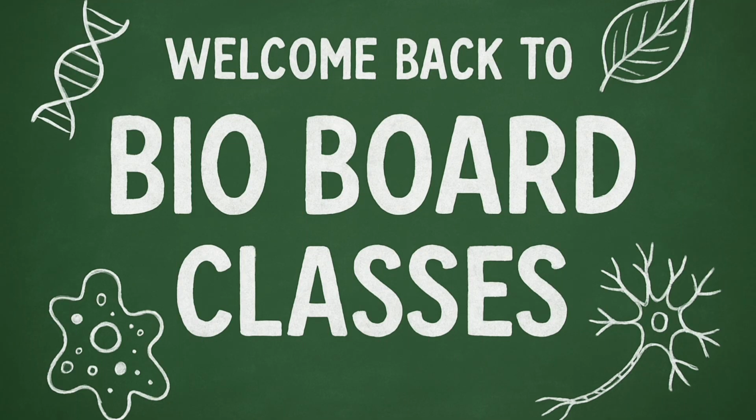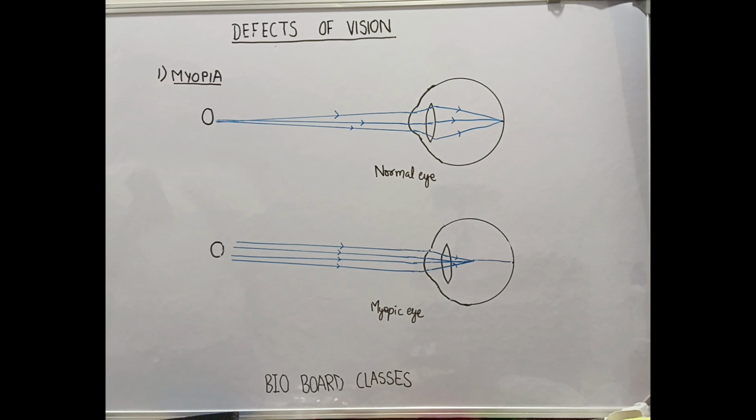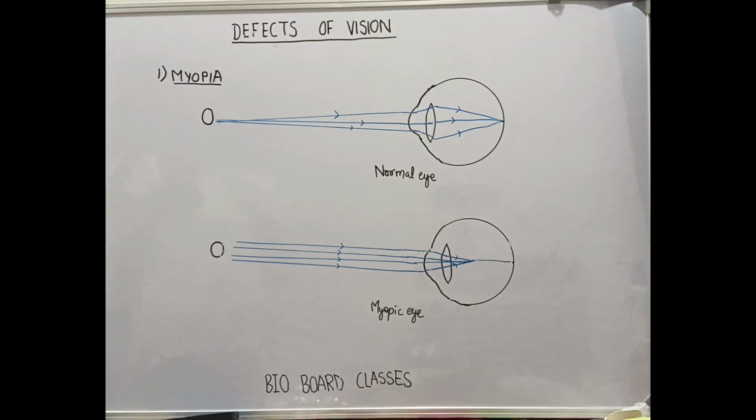Today we are going to learn about defects of vision and how to correct them, especially myopia, hypermetropia and presbyopia. Let's begin. So first is myopia, also known as nearsightedness. Myopia is a defect where a person can see nearby objects clearly but distant objects appear blurred.